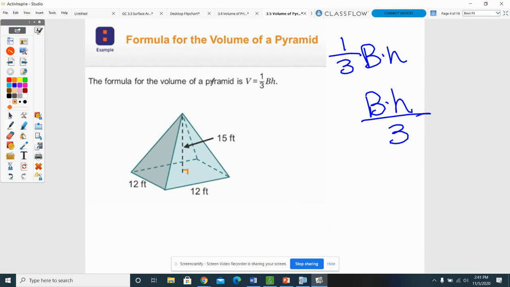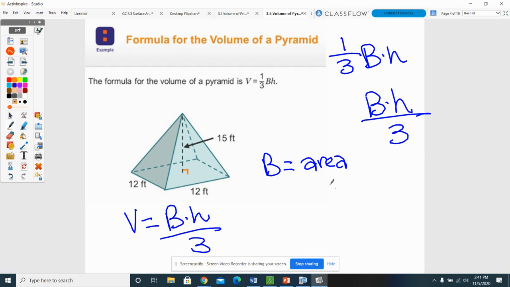So let's find the volume of this pyramid. Okay, so the volume is big B times H divided by 3. Big B is area of the base. So big B here is going to be area of, what kind of shape is it? It's a square pyramid. This is a square pyramid because the bottom is a square. So how do you find the area of a square? That's just base times height, which will be 12 times 12, which is 144. Big B is 144.